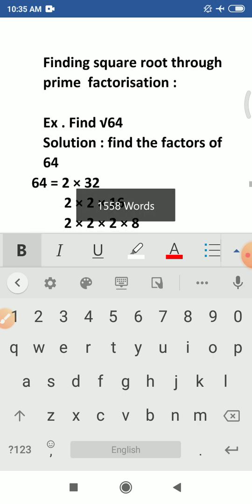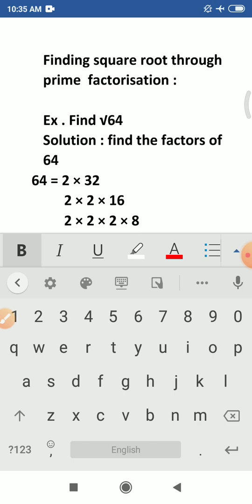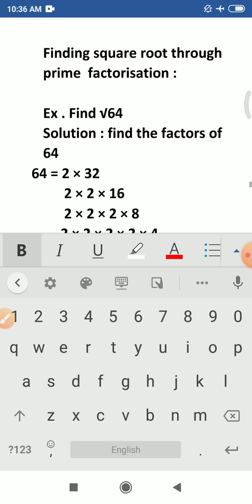In this way, we have to find the prime factors of the given square, and then by making pairs of the factors, we choose one factor from each pair, and we get the answer. How to do it? Let's see through the example. The example is: find the square root of 64. First we have to find the factors of 64.